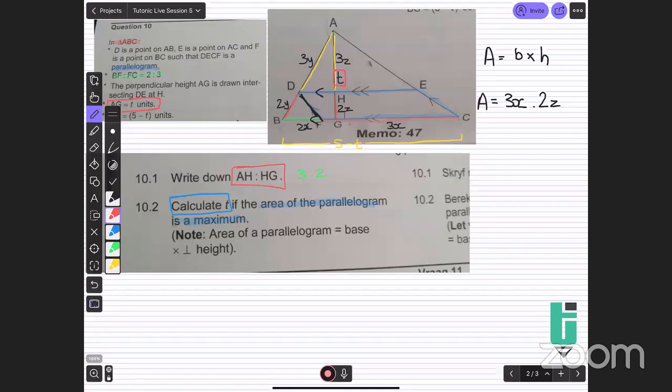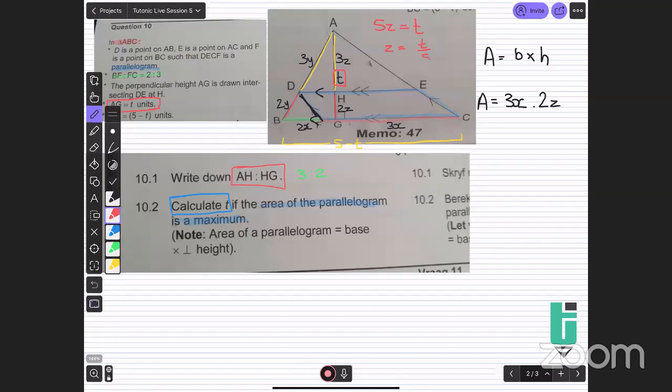I'm just going to find the expression for t. You can start by saying 3z plus 2z is equal to t. Yes, great. So therefore 5z equals t. 100%. So what's z? T over 5. Correct.